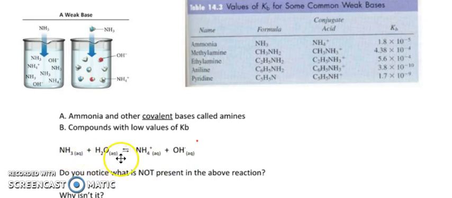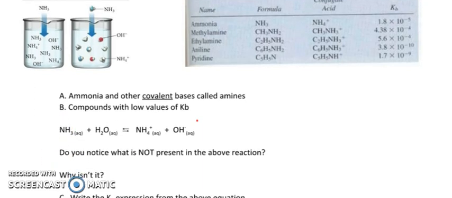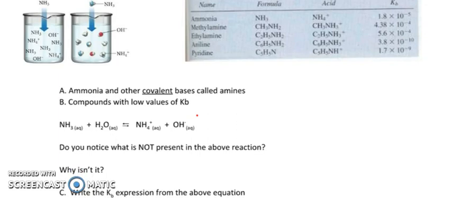So if I look over here, what do you notice is not present in the above reaction? Well, first of all, I have a double arrow, not a single arrow, but what else is not present in the above reaction? Well, I don't have any H pluses. Why don't I have any H pluses? I had that last time with acids. Well, it's because I'm working with bases. You're going to have hydroxides and H pluses. So now what? Write the Kb. All right, how do you write a Kb?